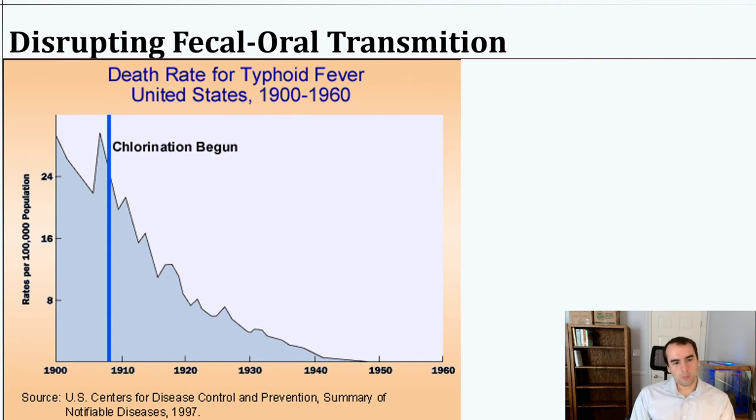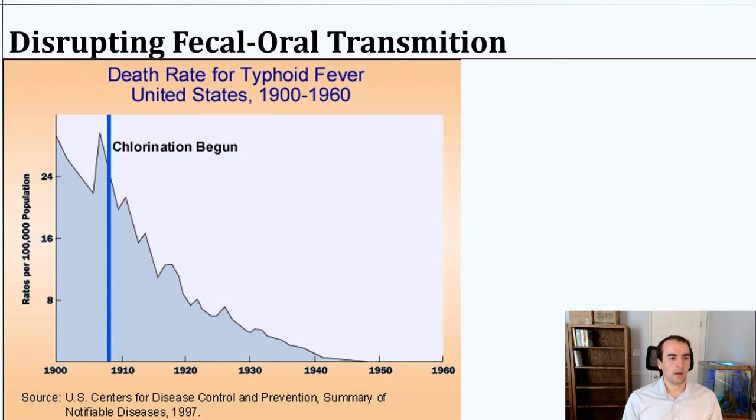Okay, so the point of our drinking water treatment really is to disrupt that fecal-oral route of transmission. And a good example of that is typhoid fever. Now, eventually we developed a vaccine for typhoid, and that certainly helped. But essentially, typhoid fever is a potentially lethal disease that is transmitted from fecal matter to the oral route.